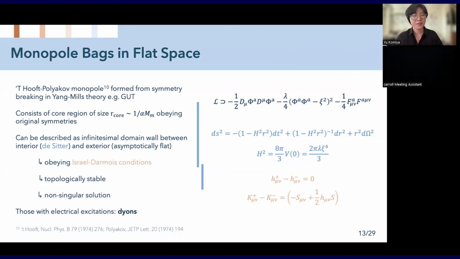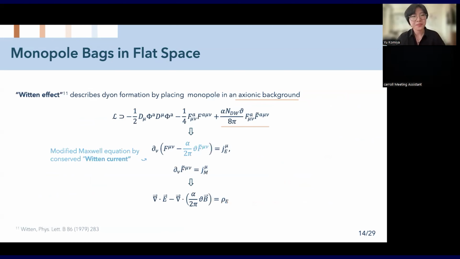So a bit of terminology is that if these monopoles acquire electrical excitations, there will also be a mass transmutation, but the final states with both magnetic and electric quantum numbers are called dyons. And the reason I introduced this is because these can form in a very interesting way if we place these monopoles in an axionic background. And this effect is called the Witten effect.